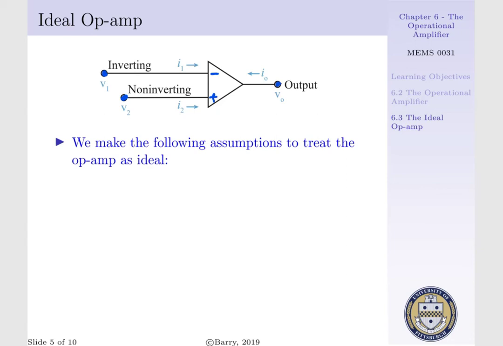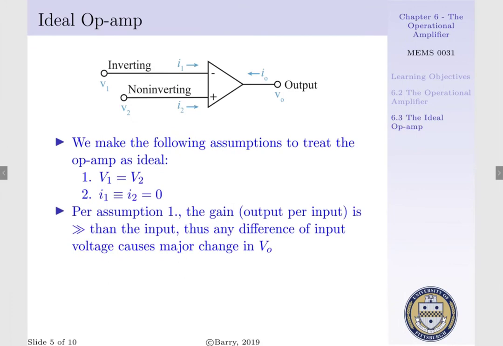Now to analyze behavior of an ideal operational amplifier, we have to make the following assumptions. The first is our voltage potential at our inverting and non-inverting terminals are equal. That is to say, V1 is equal to V2. We also assume that our current entering our inverting terminal is identically equal to our current entering our non-inverting terminal, and we will assume these currents are 0.